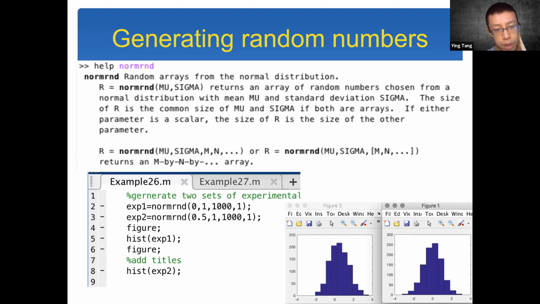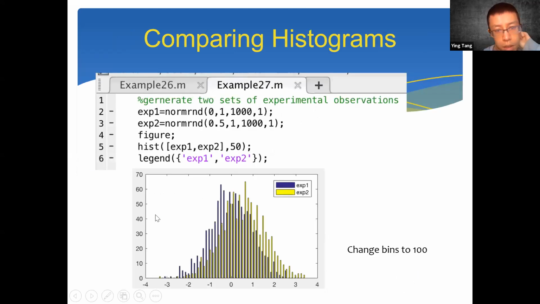So once you try this, you can also histogram this randomly generated distribution, called hist. You can also use histogram. So both are okay. So now then MATLAB will automatically do the histogram for this distribution. And you can also plot the two histograms together, right? Please try this in example 27. And you can change the histogram bins to be 100 rather than the current one. Try this in example 27.